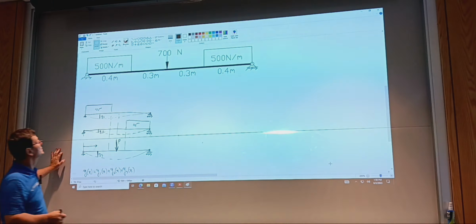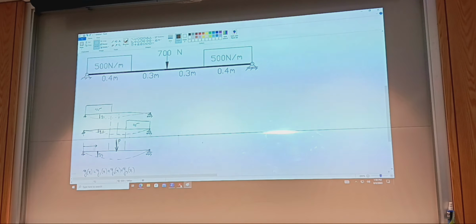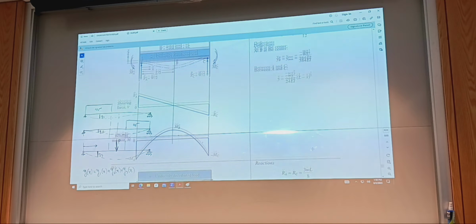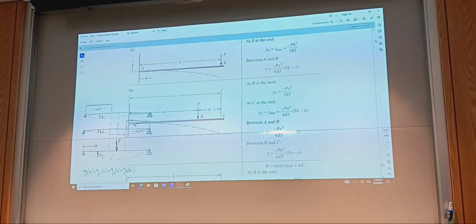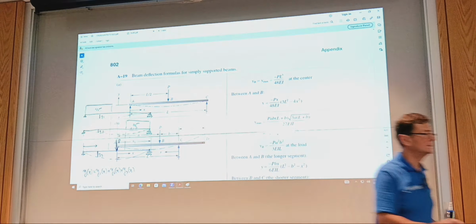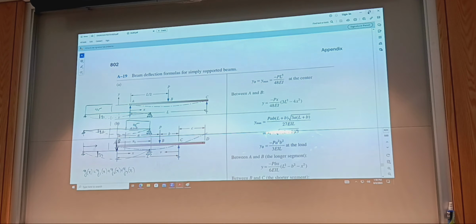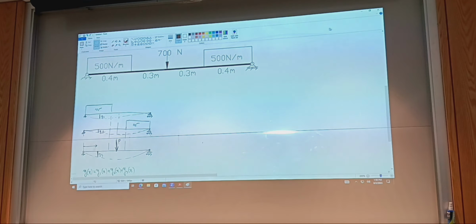Okay? So let's see what the appendix has to offer. We have the simple case, the concentrated force right in the middle, which will be this one. Actually, let me make this small so we can see what's on the... oh, it went away.